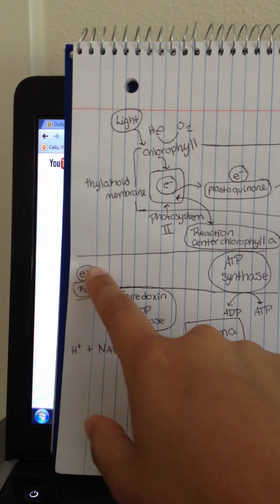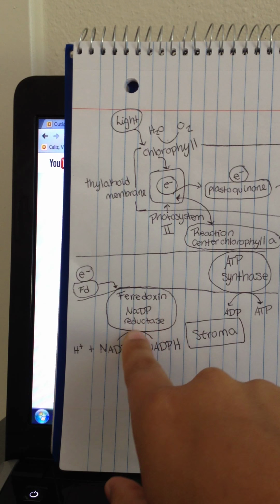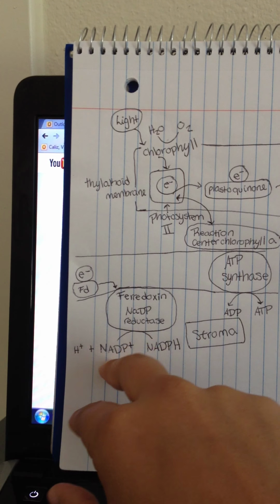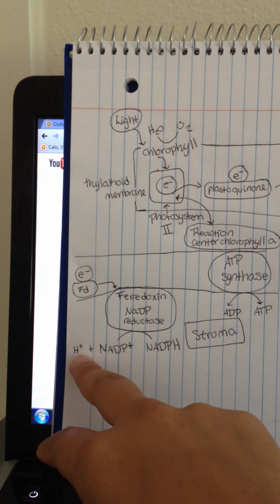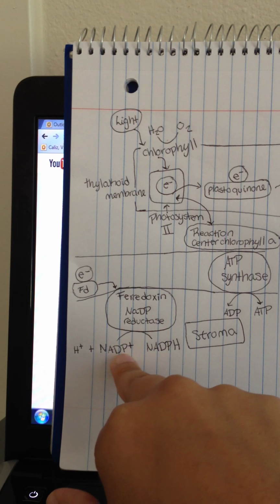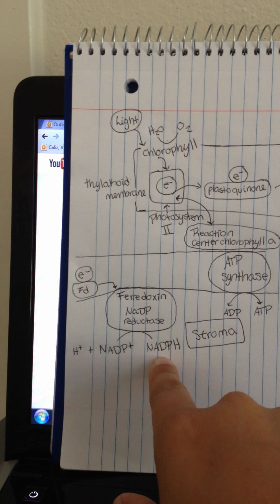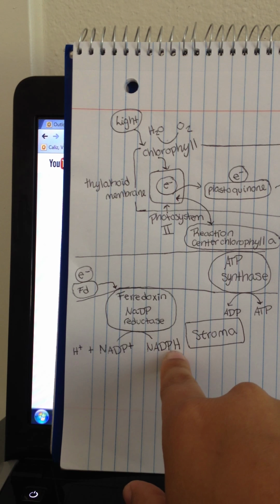So ferredoxin then takes the electrons over to ferredoxin NADP reductase. In this complex, or this protein rather, what it does is it takes the proton and NADP, and in turn manufactures NADPH.